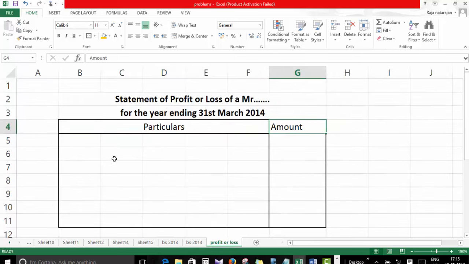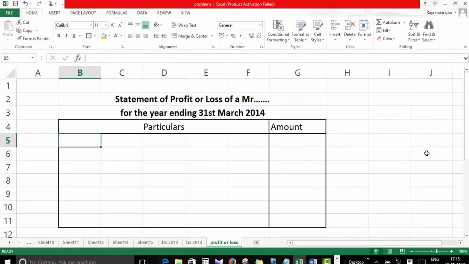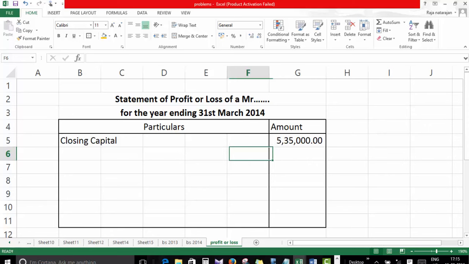So what we'll do, we'll prepare a statement called statement of profit or loss of Mr. for the year ending 31st March 2014. In that, first we'll capture the closing capital. What is the closing capital we have? Let us capture the amount. Just now we have calculated, it is 5,35,000. Now this figure was arrived after subtracting the drawings made by the trader.